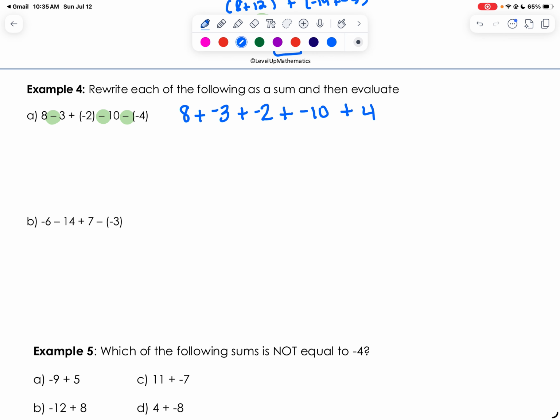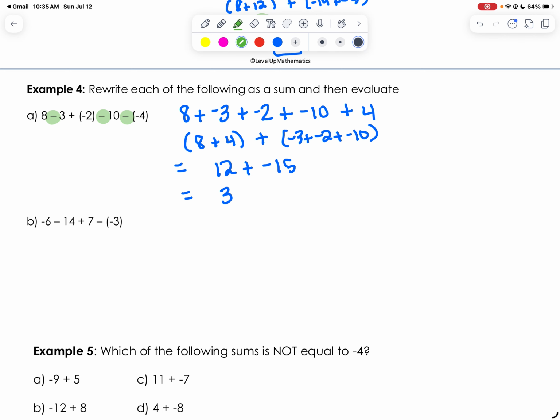So addition of the opposite. Now I want to group my positives together. 8 plus 4. Then I'll group my negatives together. So 8 plus 4 gives me 12. -3 plus -2 is -5. -5 plus -10 would give me -15. Now I have different signs, so I subtract and take the sign of the larger. So -3.